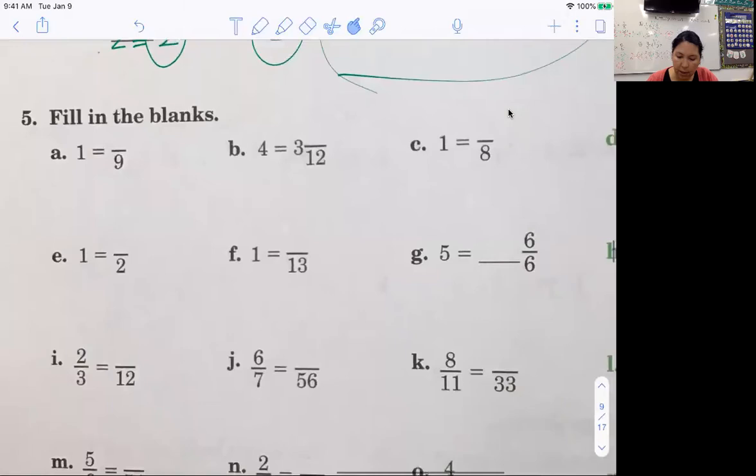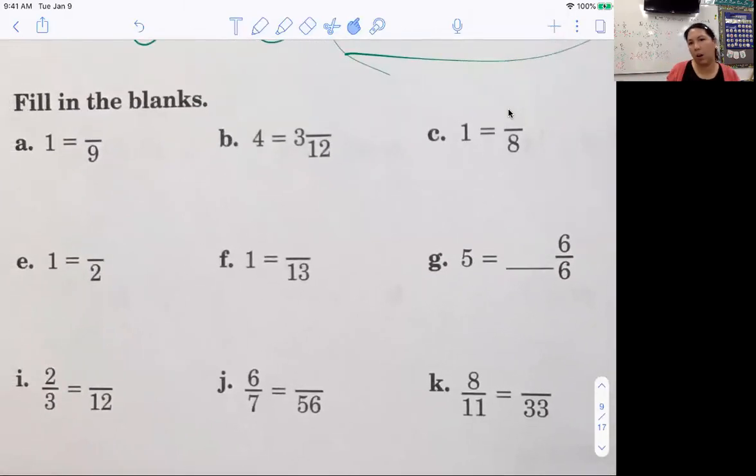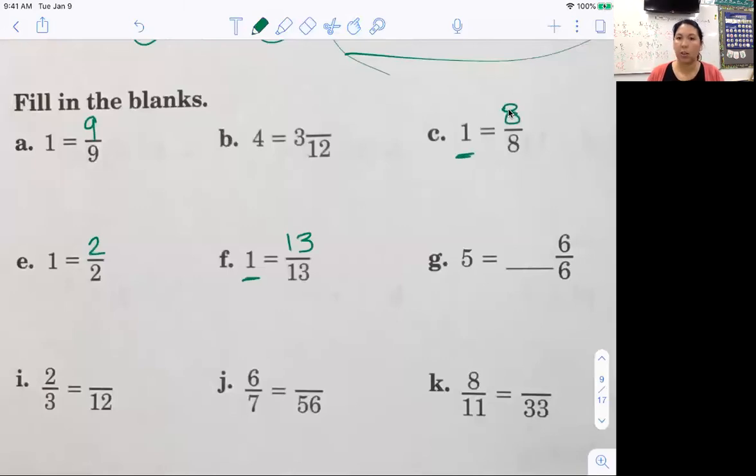These ones aren't too tricky. A little confusing, but not hard. So 1 equals something over 9. Well, remember, 1 equals if the top number and the bottom number match. So if they give me 9, I have to write 9 again. So let's find all the ones with 1. This one has a 1, so that has to match. This one has a 1, so that has to match. This one has a 1, so that has to match. Okay, see if you can find any more that I missed, okay?